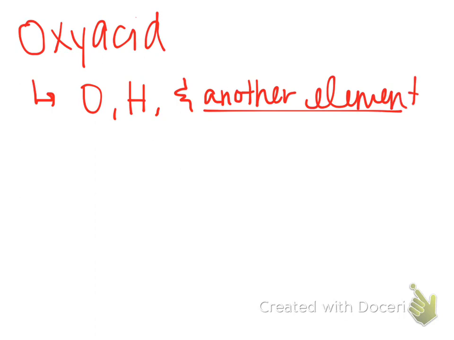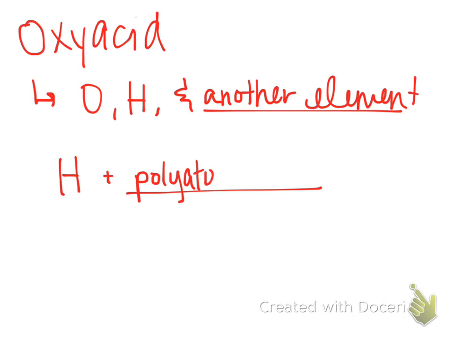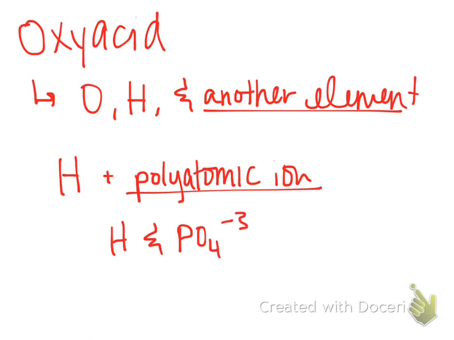Okay, and I'll tell you this even. Oxyacids are usually an H plus a polyatomic ion. So an example of an oxyacid could be hydrogen and phosphate, PO4 minus 3, right? We could combine those to form an oxyacid called phosphoric acid, and we'll get to that here in a second. But that would be an example of an oxyacid, H3PO4, right? Because it has hydrogen, has oxygen, and it's got one other nonmetal.